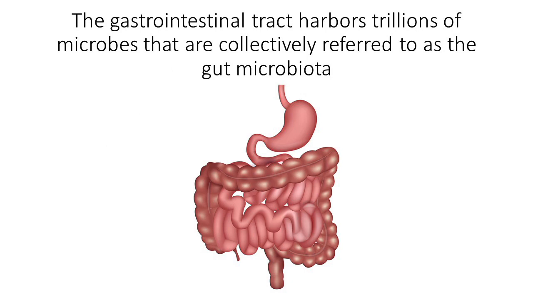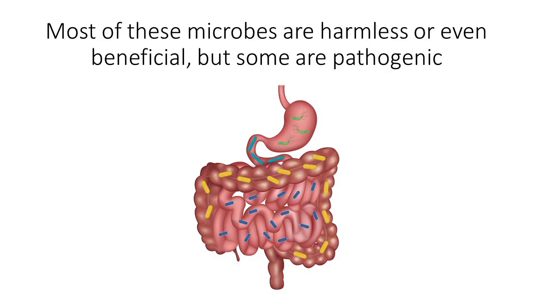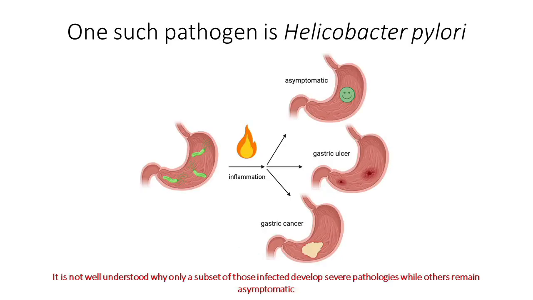So the gastrointestinal tract harbors trillions of microbes that are collectively referred to as the gut microbiota. Most of these microbes are actually harmless or even beneficial to our health, but there are some that are pathogenic. An example of a pathogen that is a part of our microbiome is called Helicobacter pylori. H. pylori is a chronic pathogen that colonizes the stomach. This is a long-term infection that causes chronic inflammation, which is asymptomatic in most individuals, but a subset of the infected individuals will go on to develop gastric ulcers or even gastric cancer.